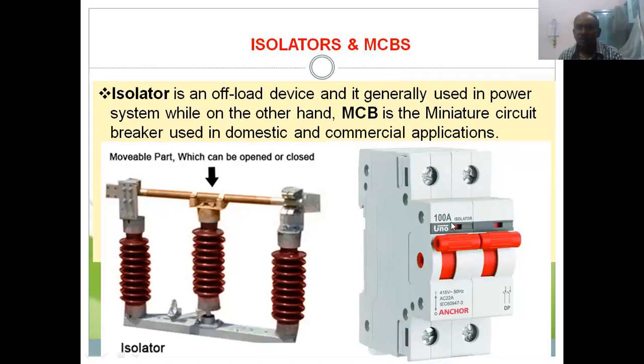This is a 100 ampere isolator. It is generally used in domestic and industry also. This is one type of isolator. Here we can use it in the power system. In the power system, we can see this double break.